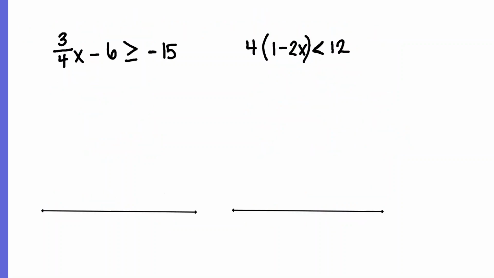Okay, 2 more. Okay, this one here, constant is negative 6. So we must add 6 to both sides. That gives me 0. I bring down my 3/4 x, greater than or equal to, and negative 15 plus 6 is negative 9.